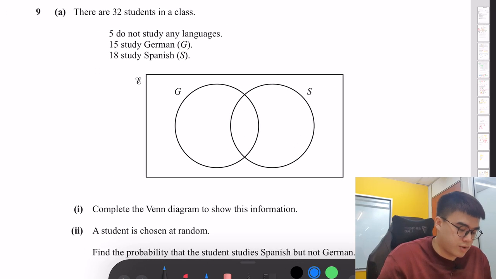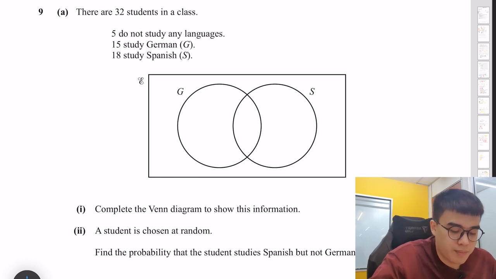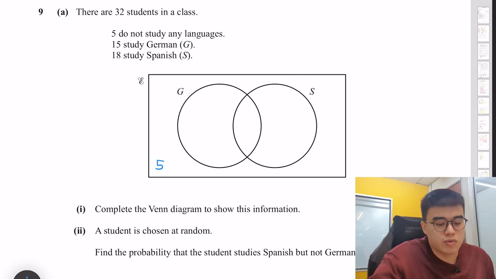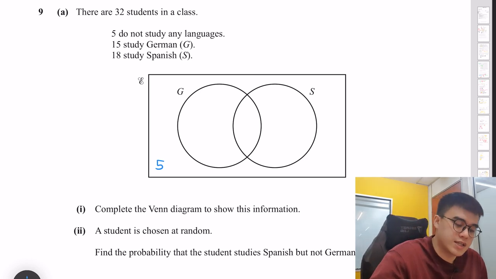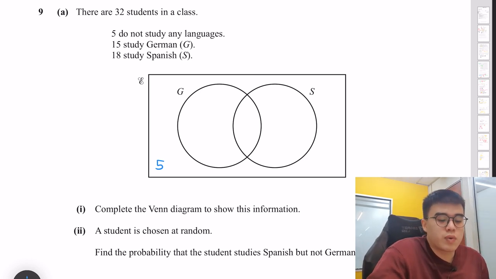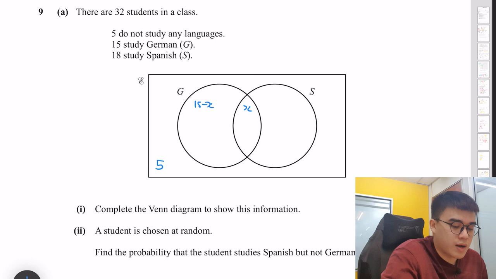Moving on to the last few questions that we have here. Okay, question 9A. This is a Venn diagram that they wanted us to fill up. So first thing first, do not study anything, which means it's outside, at the 5. Study German is 15, study Spanish is 18. But they didn't tell us what is repeating. So I'll be setting an X over here. German will be 15 minus X, while Spanish will be 18 minus X.